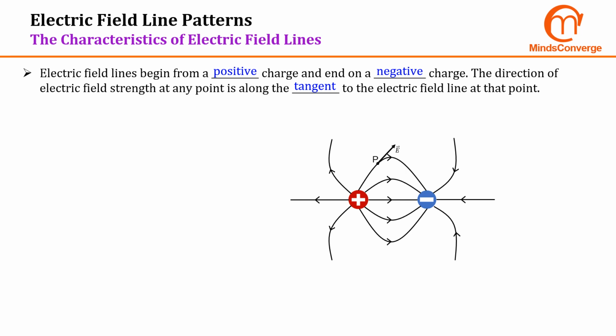Electric field lines never intersect because we may have two directions of the electric field at the point of intersection, which is not possible since the set of field lines represents the resultant field of all the contributing charges.